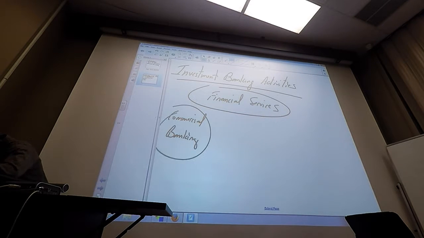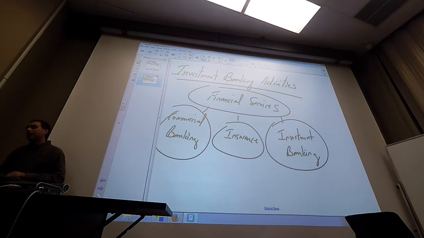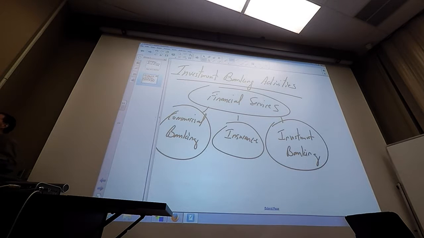You got commercial banking. You got insurance. And then you'd have investment banking. So you think of these as the three most broad categories, but they overlap a lot. If you talk about lending, all of these firms might do lending, but only commercial banks take deposits.